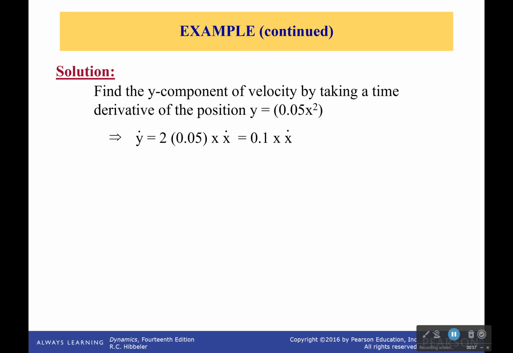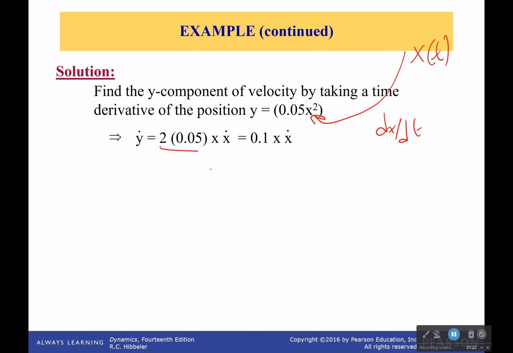First off, we have to figure out the y component of velocity by taking a time derivative. Remember, even though we don't see a time in here, we know that x is really x of t, so we can take a time derivative of it. We'll get that y dot equals 2 times 0.05 x dot, where x dot is dx/dt. Now, where does this come from? Well, it's the chain rule.